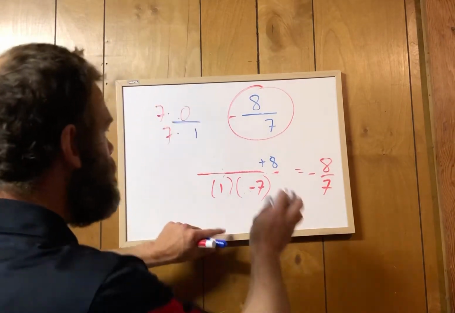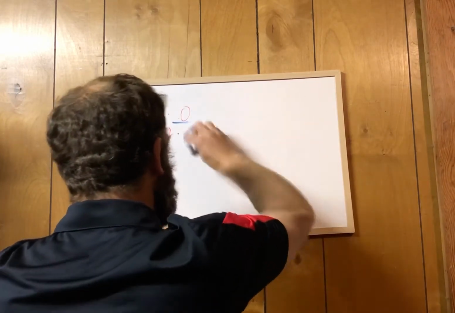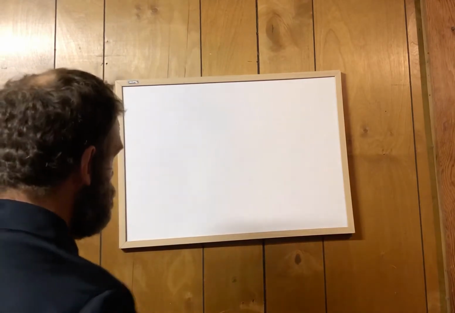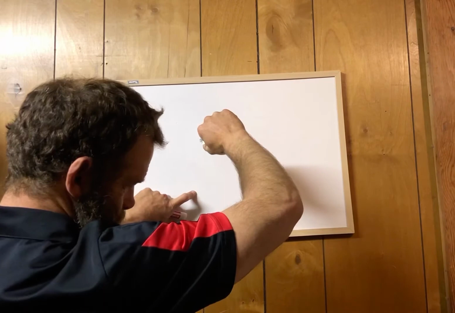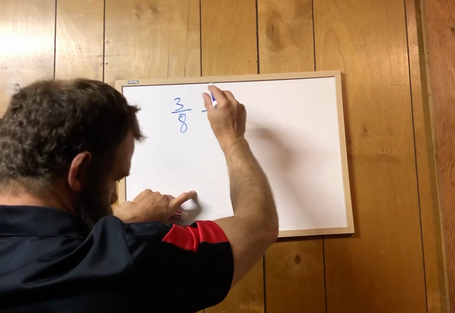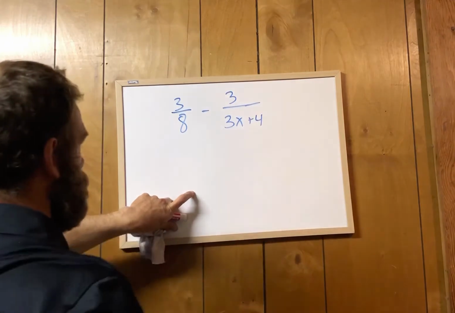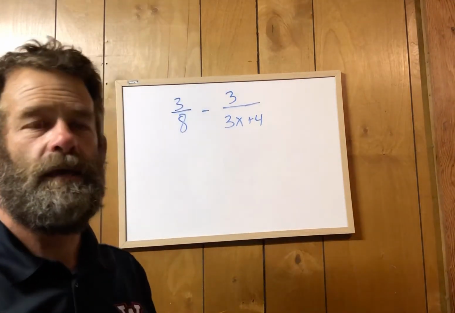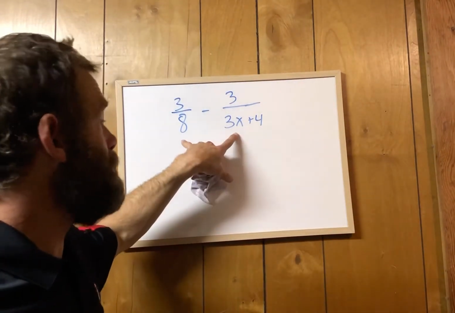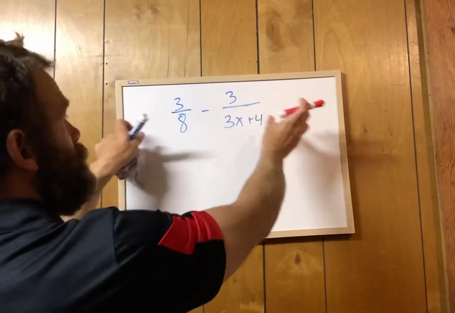Let's do another one. The next example question that I give you is... Oh, I'm sorry. This is what we did. Sorry. 3 over 8 minus 3 over 3x plus 4. Okay, now once again, you can't subtract these because they're not like terms, meaning they don't have a common denominator. So, like in the example that I just did before, I'm going to shove these two together.